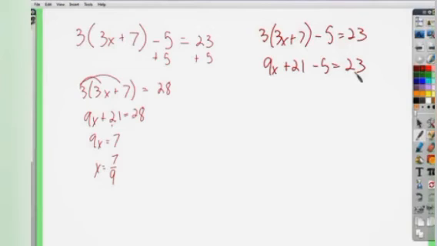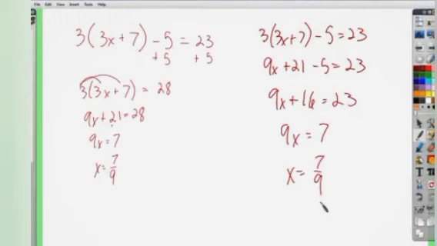I combined like terms. Like terms of numbers, right? 9x plus 16 equals 23. And I subtracted 16 from both sides. 9x equals 7. x equals 7 over 9. Yeah. Of course, it's all the same.